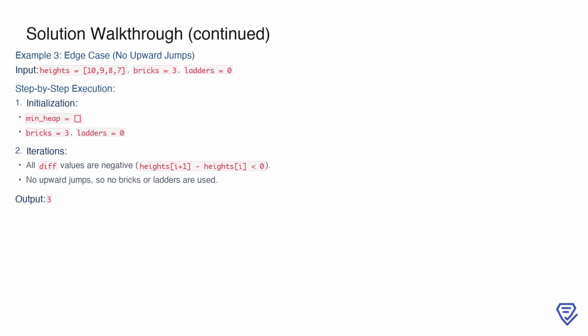Finally, let's consider an edge case where there are no upward jumps. The input heights are 10, 9, 8, 7, with 3 bricks and 0 ladders. During initialization, the heap is empty, and as we iterate through the array, all the differences between consecutive heights are negative. Since there are no upward jumps, we don't use any bricks or ladders. This means we can proceed through all the buildings without exhausting resources. The furthest building reachable is the last one, at index 3. Therefore, the output is 3.